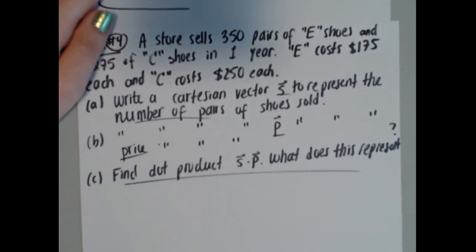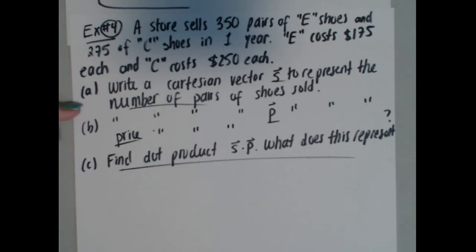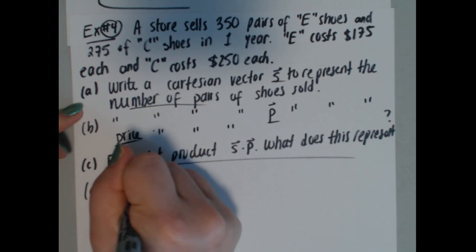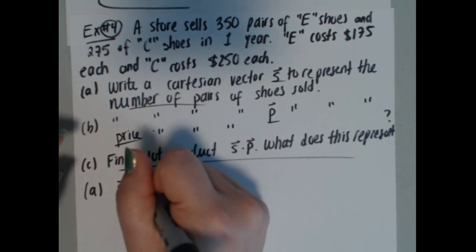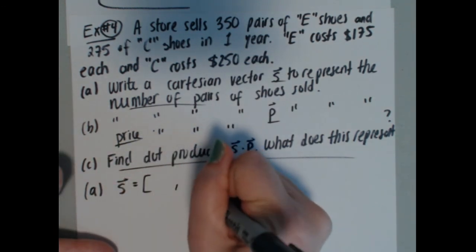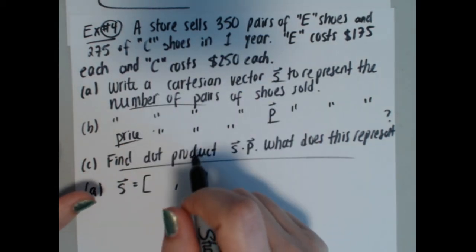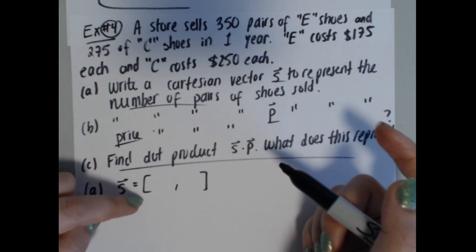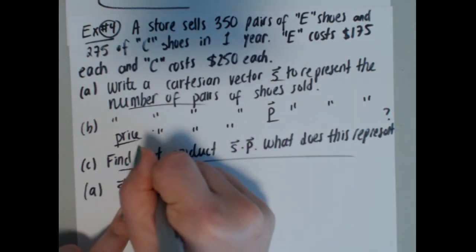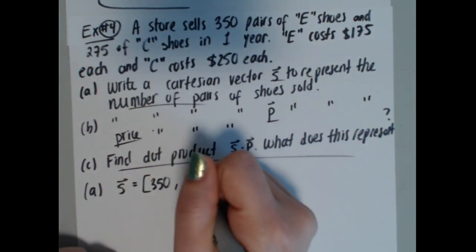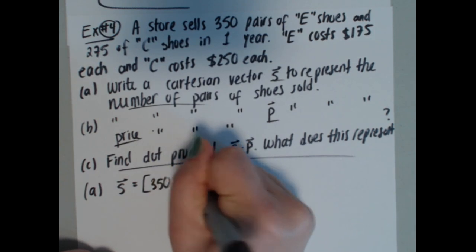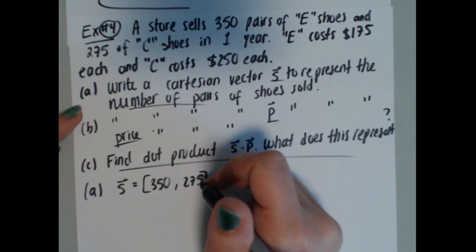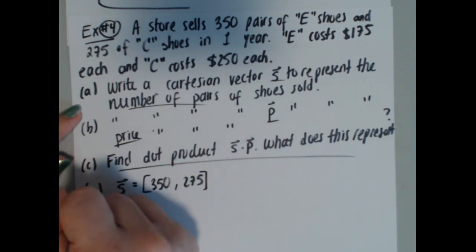Okay, last example, let's do this. All right, write a Cartesian vector to represent the number of pairs of shoes sold. So if we are doing our vector ⟨x, y⟩, where x is, let's say, E and y is C, you could do it the other way around too. It doesn't really matter as long as you're consistent. So I have 350 pairs of shoes for E, and I have 275 pairs of shoes for C. Okay, so E value, that's x, C value is y. That's how you want to think of it.